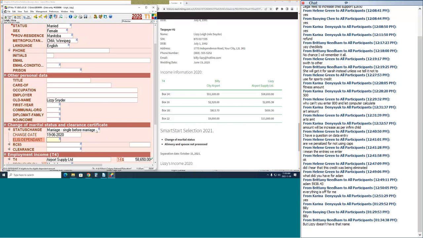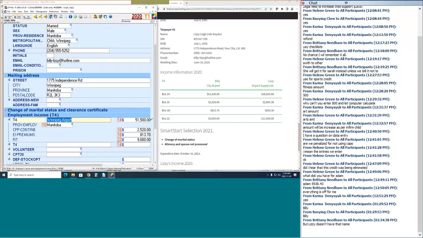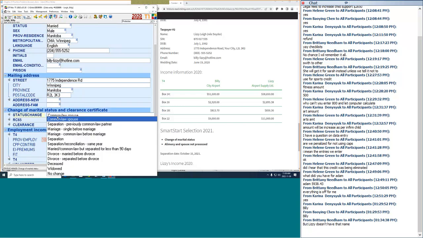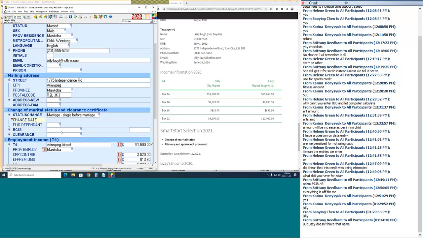If they did file an RC65, you're still going to do the status change because it's different from last year's tax return, but it's not going to trigger a repayment of any benefits. So, all right, we're going to do status change from the date of the marriage, 19th of June, 2020, on her and on Billy. We have to do the same. They have to match. If they don't match, you will get an error message because it does not make sense for one of them to have married the other one on 2 different days. Okay, and that's all you need to do.